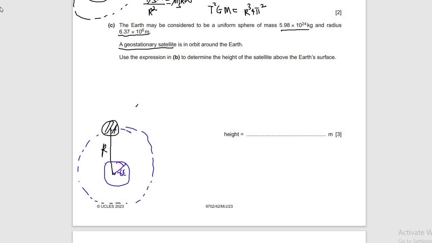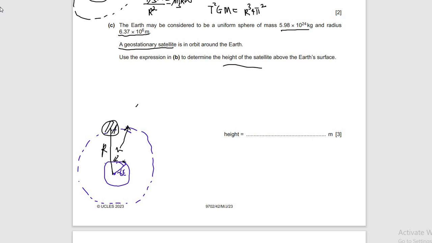So the question asks us to find the height above the surface of the Earth. This is the surface of the Earth. It said the height of the satellite, from the satellite to the surface of the Earth. That is the height. That's what we are looking for.